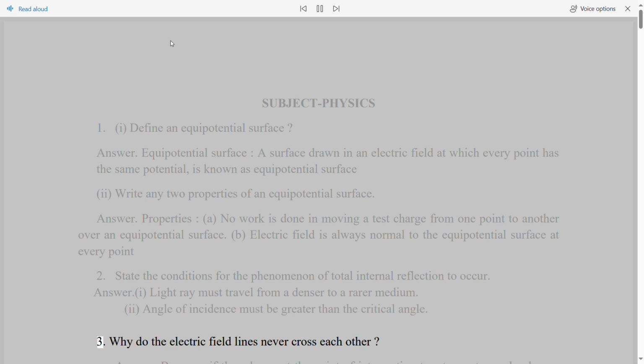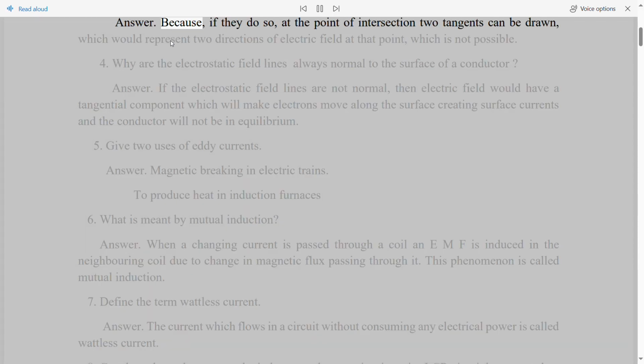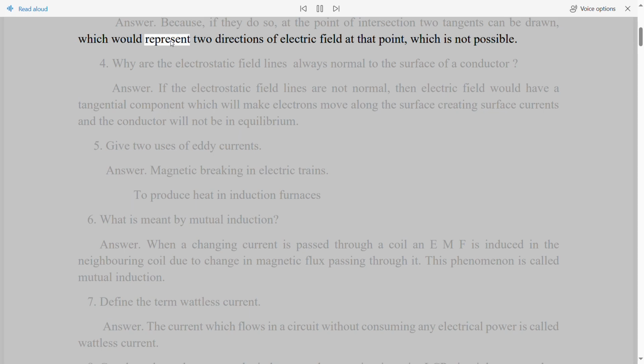4. Why do the electric field lines never cross each other? Answer. Because, if they do so, at the point of intersection two tangents can be drawn, which would represent two directions of electric field at that point, which is not possible.